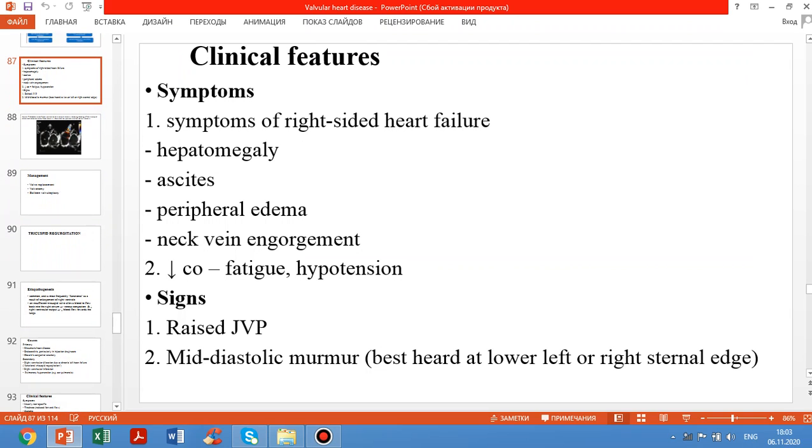Clinical features, symptoms. Symptoms of right-sided heart failure: hepatomegaly, ascites, peripheral edema, neck vein engorgement. The second is low cardiac output, causing fatigue and hypotension. Signs of this stenosis: raised JVP, jugular venous pressure, and a mid-diastolic murmur, best heard at the lower left or right sternal edge.